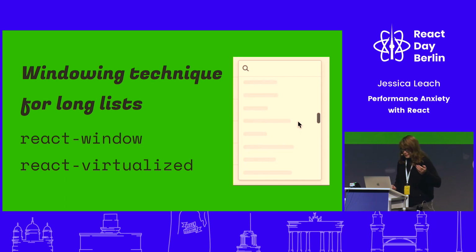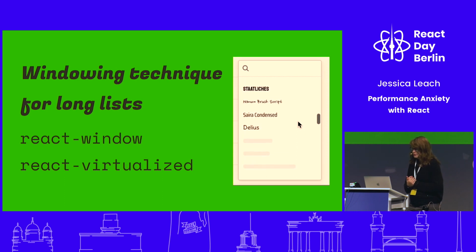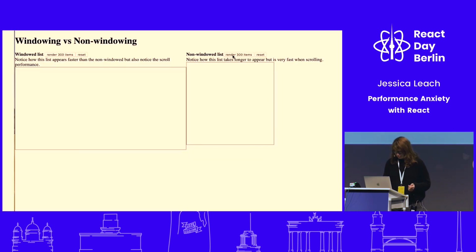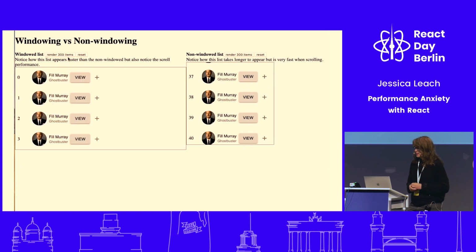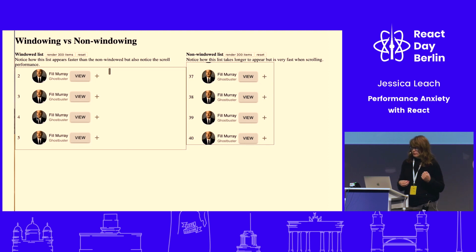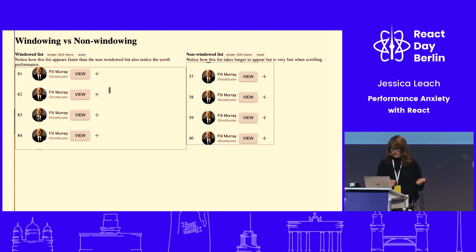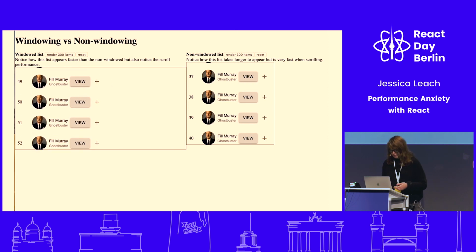And there are two main libraries you can use. React Virtualized was there first, and it's a bit larger and has more features. And React Window was created more recently, and it's a bit lighter. So here's an example with 300 items in a list. The non-windowed example on the right, the list takes longer to render, but it scrolls very fast. And with the windowed example on the left, the list is faster to render, but it scrolls more slowly.